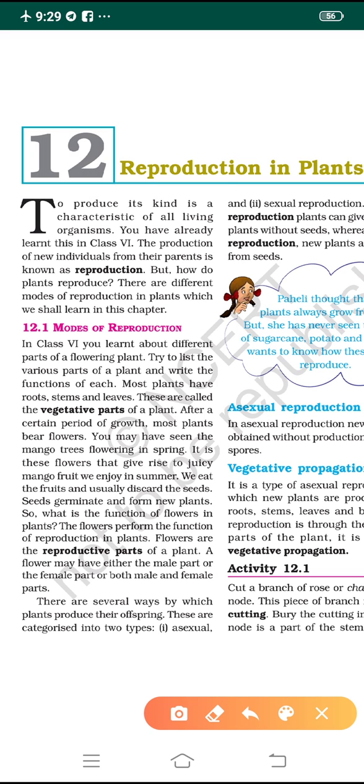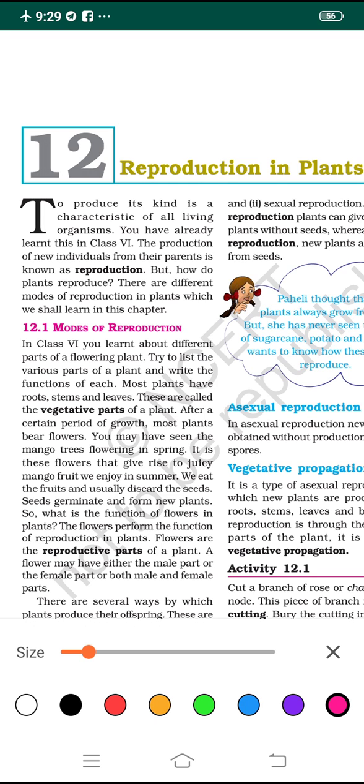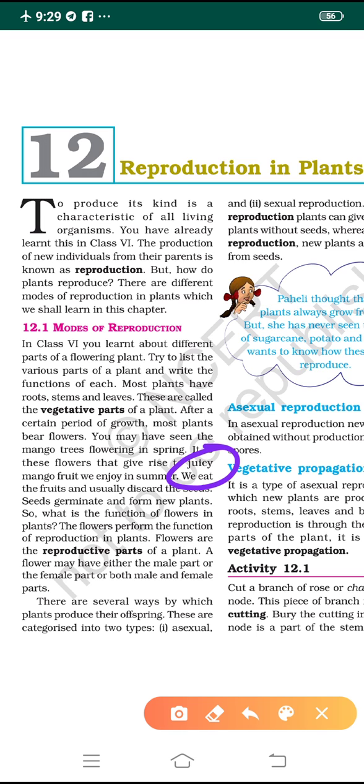The spring season starts from December, January, February onwards. This is the period of the spring season, the flowering season for the mango trees. Later on, after one or two months, these flowers give rise to juicy fruits. We get juicy fruits from those mango plants. Now let us understand what we do. We eat the mango fruits, we enjoy eating them, and we throw out the seeds.